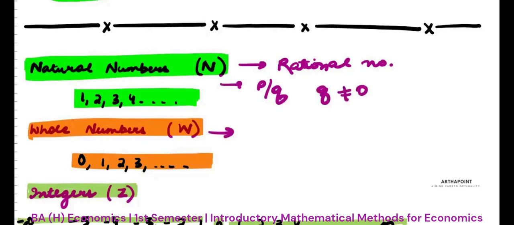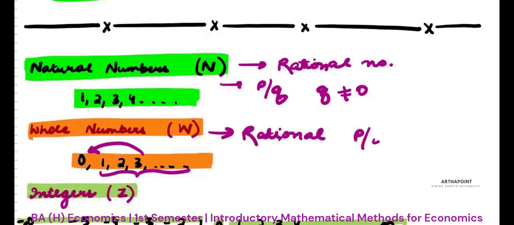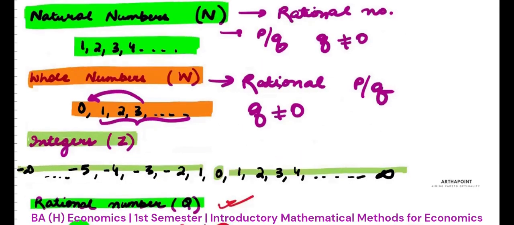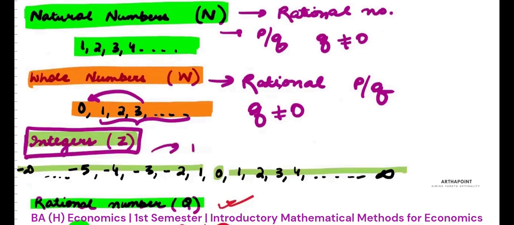Similarly, any whole number, because it is nothing but natural numbers and 0 added to it, can also be written in the form of rational numbers, P by Q, where Q is not equal to 0. Similarly, any integer can also be written in the form of a rational number.